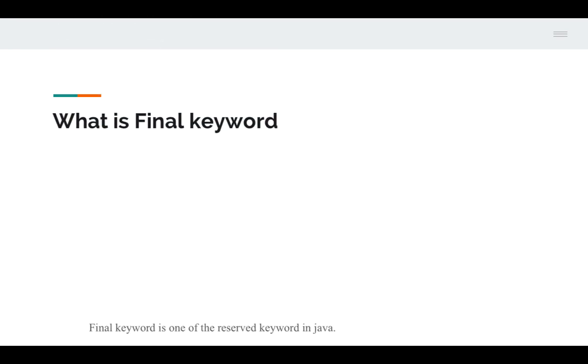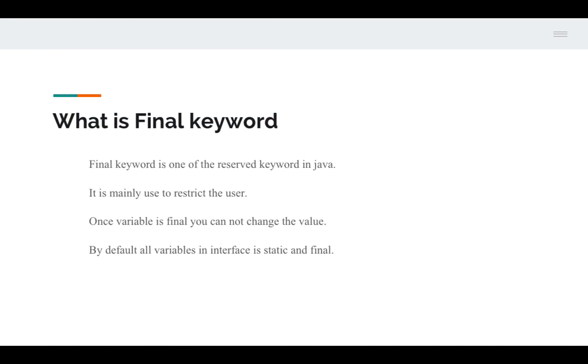So what exactly is final keyword? Final keyword is one of the reserved keywords in Java. The main intention of this keyword is to restrict the user. You can apply this keyword for multiple entities: variables, methods, and classes. I will explain each scenario. Just give me a couple of minutes and I will clear all your doubts.